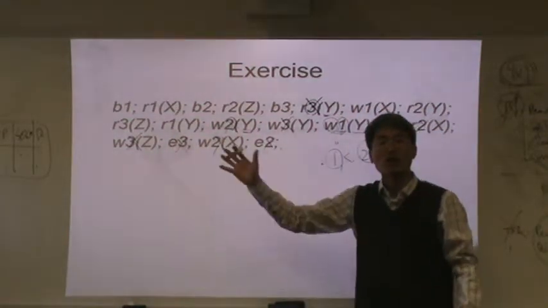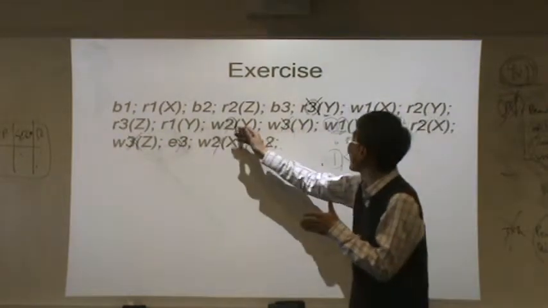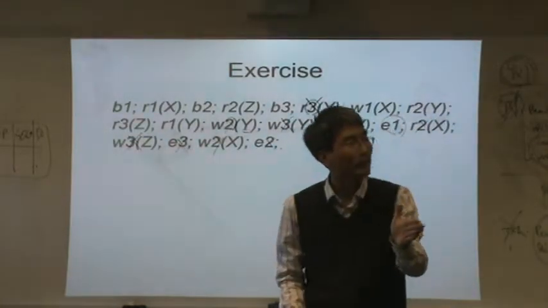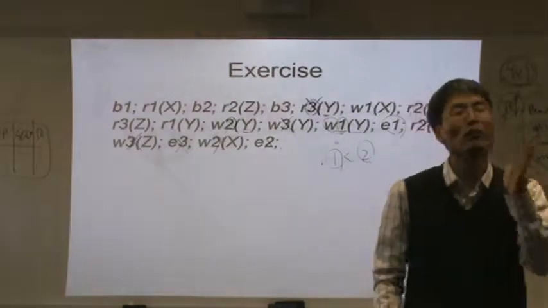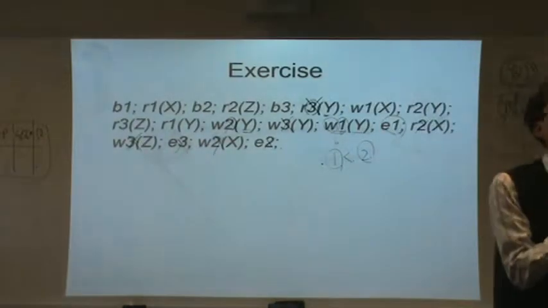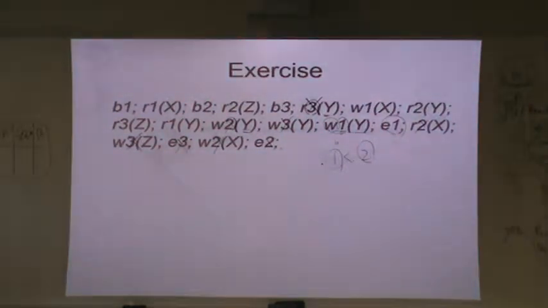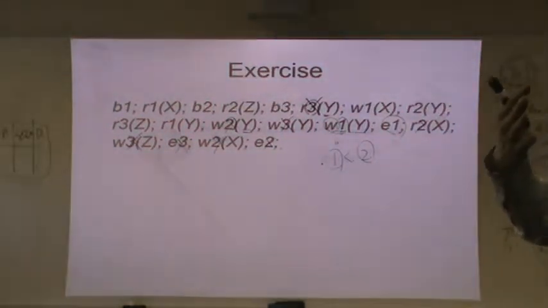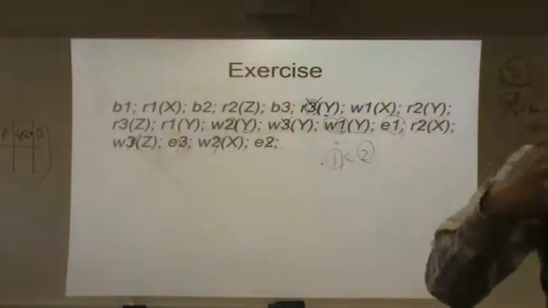So in case of a conflict situation, we will terminate, not terminate, abort one of the transactions. How do we determine which is the younger transaction? The younger will be terminated. That is based on the wait-die algorithm.